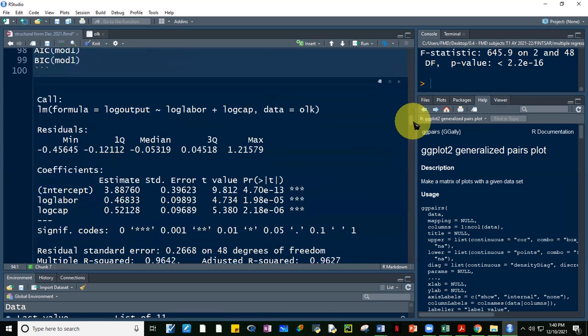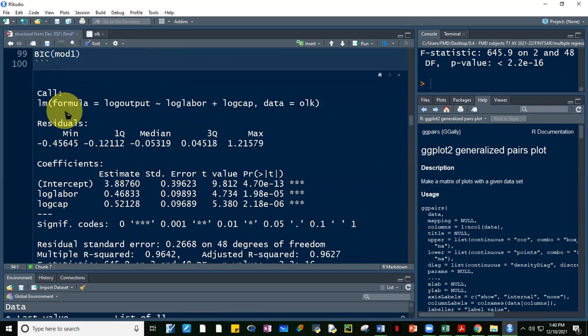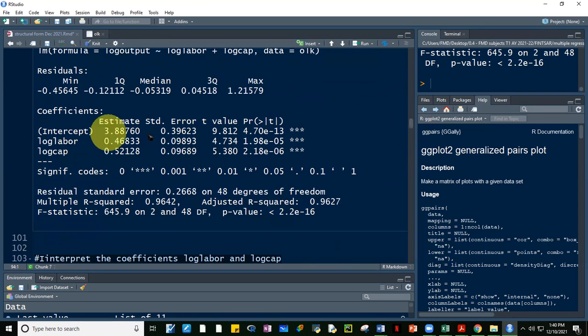Okay, ito yung result natin, no? First is we recall yung function, yung formula. And then we have here yung coefficients ng model natin. Okay, intercept, log labor, and log capital. And they're all statistically significant, no? And yung adjusted R squared is 96.27. Ang taas, which means that the regressors, the model, is able to explain 96% of the variability of your dependent variable log output.